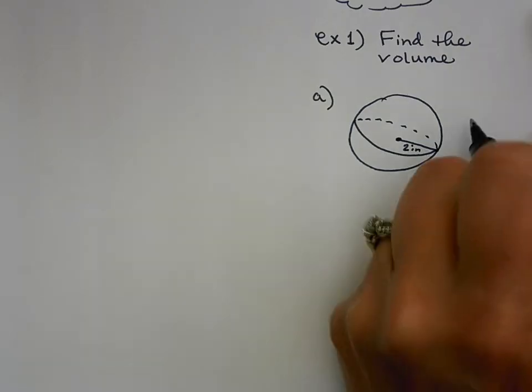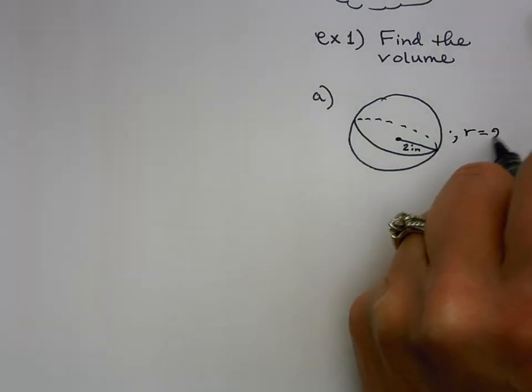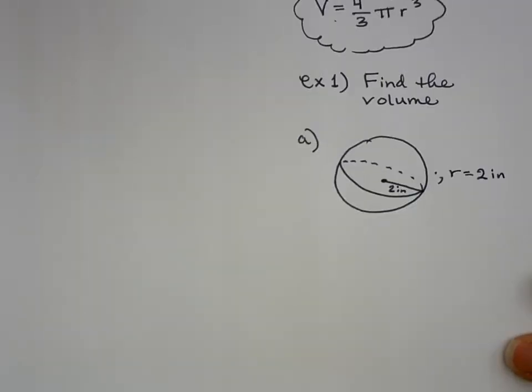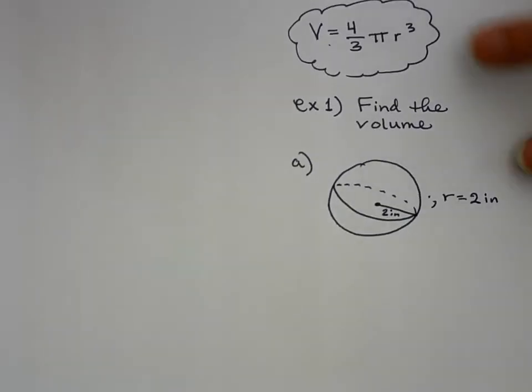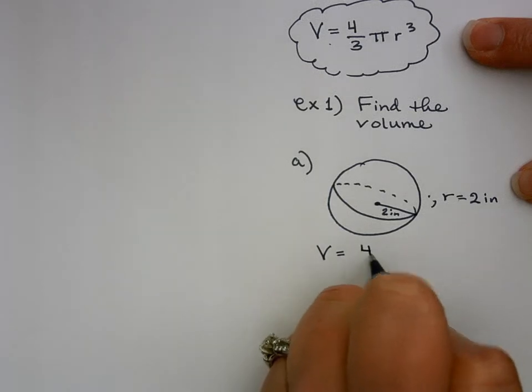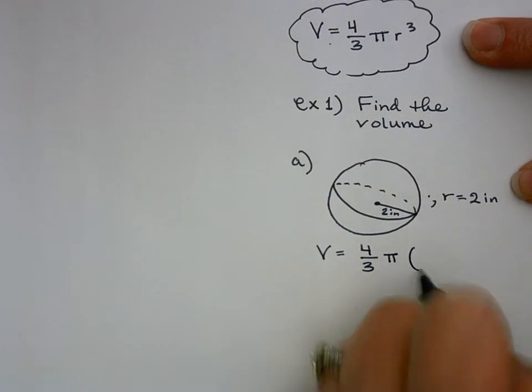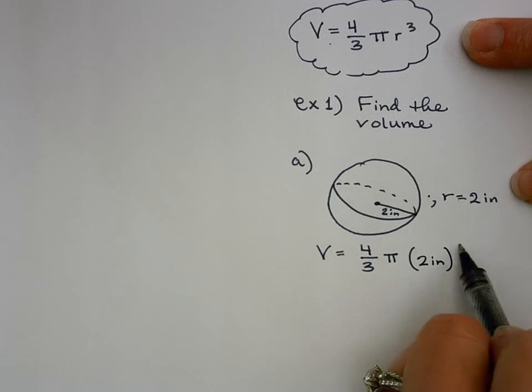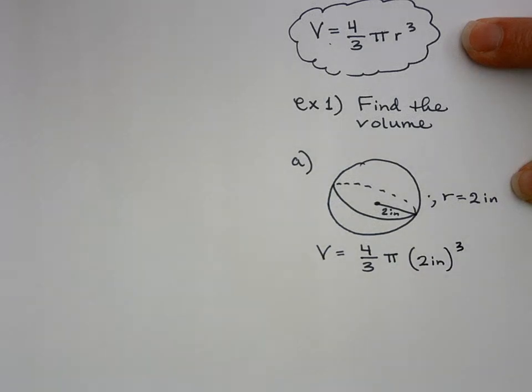So in order to find that volume, I just need to replace the r in the equation with 2. So I know this is my volume formula here. So where I see an r, I'm going to replace it with 2 inches. So then my volume is 4/3 pi, and then instead of r, we're going to use 2 inches, and then raise that to the power of 3.